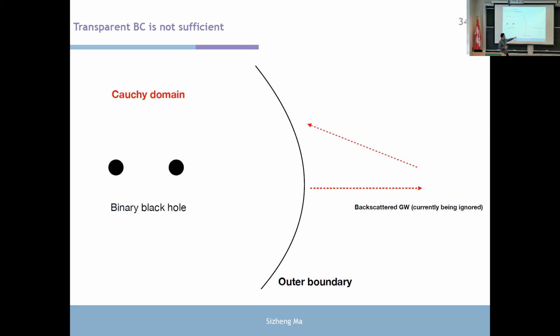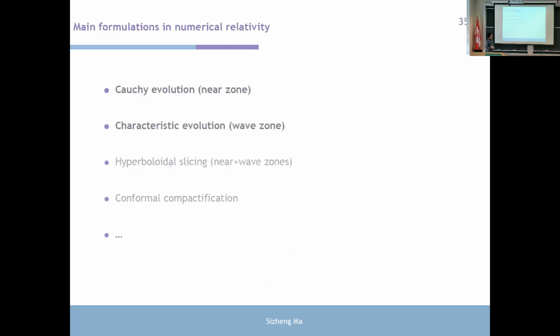So in order to fix this issue from first principles, we really need to design a different formulation to handle the outer wave zone in order to predict the backscattered gravitational wave. So far, there are a few formulations in numerical relativity, including the Cauchy evolution, which can handle the near zone, the characteristic evolution, which is suitable for the wave zone, and maybe there are a few formulations which can handle both zones simultaneously. And for our purposes, we could just use this characteristic evolution to compute the backscattered effect.